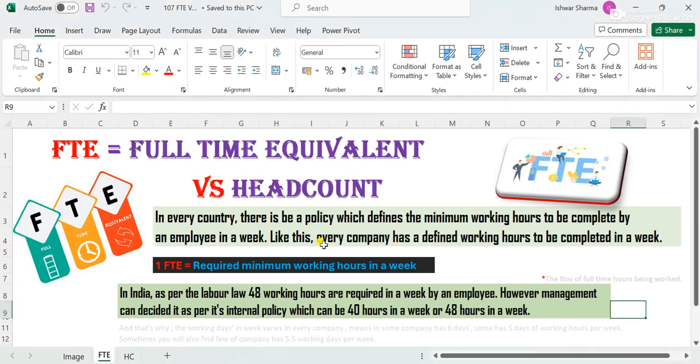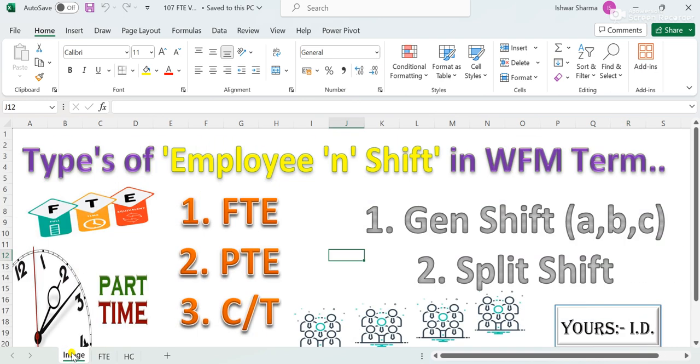In today's video, I'm going to tell you about the difference between FTE and headcount, because it's a good term in WFM. Before that, I will also clear up some small topics about the types of employment and types of shift in WFM, or in any company that is operated or managed by the WFM team.